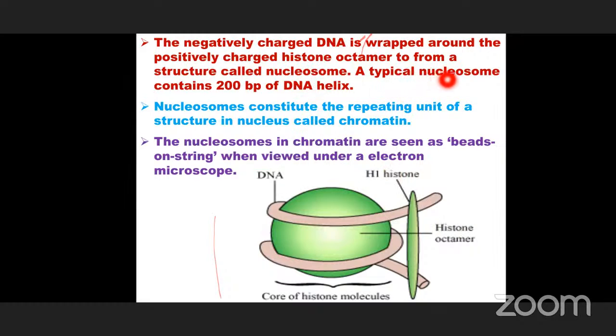A typical nucleosome contains 200 base pairs of DNA helix. And this nucleosome constitutes the repeating unit of the structure in the nucleus called chromatin. Listen carefully. The nucleosomes in the chromatin look like a beads on a string-like structure when we observe under the electron microscope.